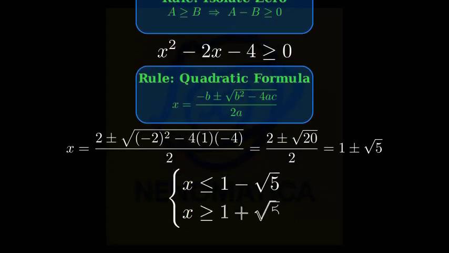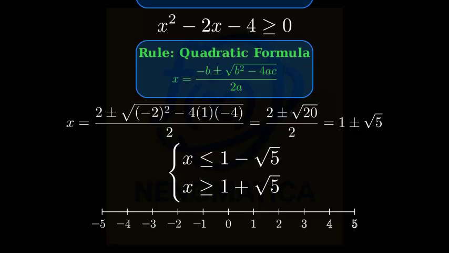Hence, x is less than or equal to 1 minus square root of 5, or x is greater than or equal to 1 plus square root of 5. Step 5. State the solution set in interval notation.